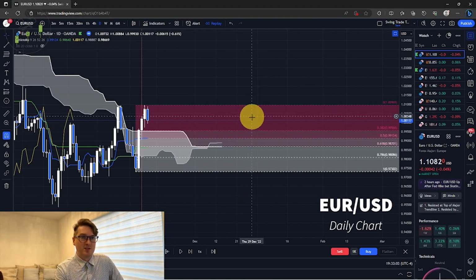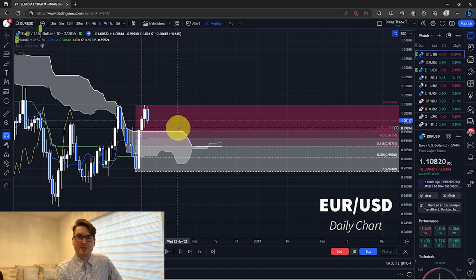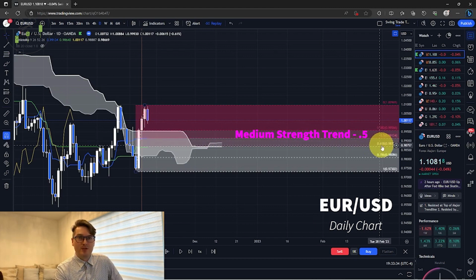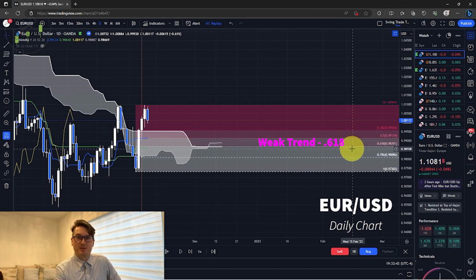So right here in this dark pink zone, we know that if price retraces into this level here, it's a very shallow retracement. And when we have a shallow retracement, that shows us that we have a very strong trend up, right? And so basically, the dark pink zone is a strong trend. This medium pink zone at the 0.5 level here on the Fibonacci retracement is a medium strength trend. And the 0.618 is just a weak trend, right? And anything that closes below the 0.618 Fibonacci retracement level is a sign of potential reversal in the market.